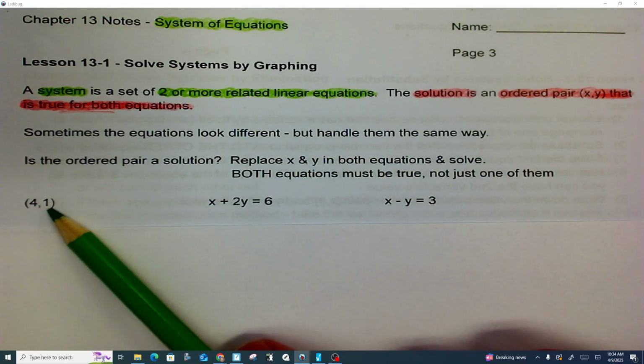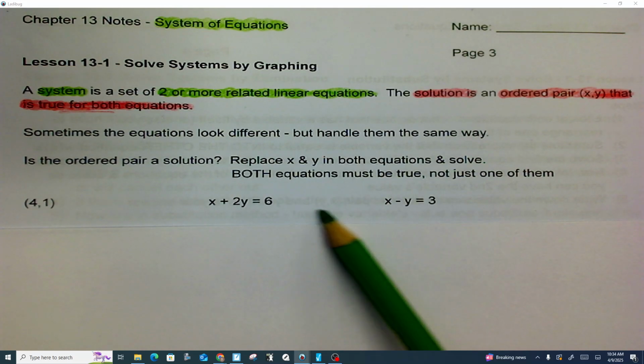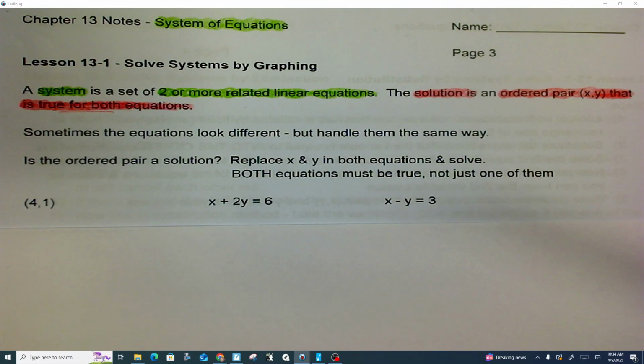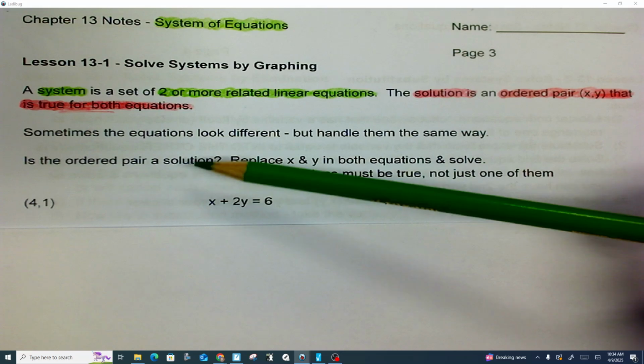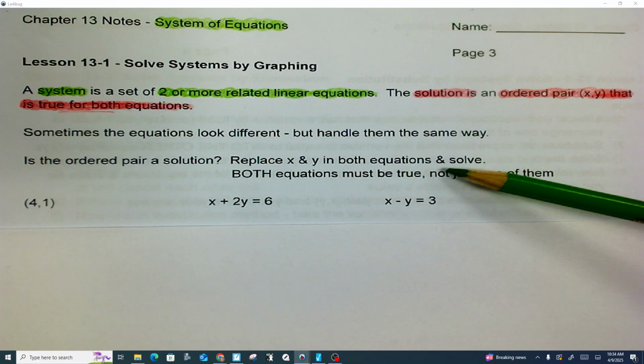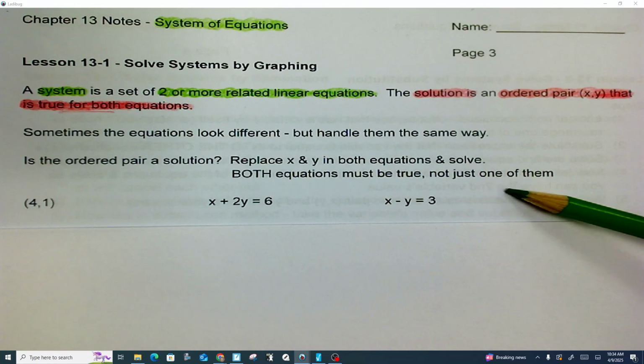Here's your ordered pair. They're saying, is this a solution to this system of equations right here? And you can see that the equations look a little weirder than what we're used to seeing. That's okay. How do we know, is this a solution? Well, you replace the x and y in both equations, and then you solve. And both equations have to be true, not just one of them. So let's go do that right now.